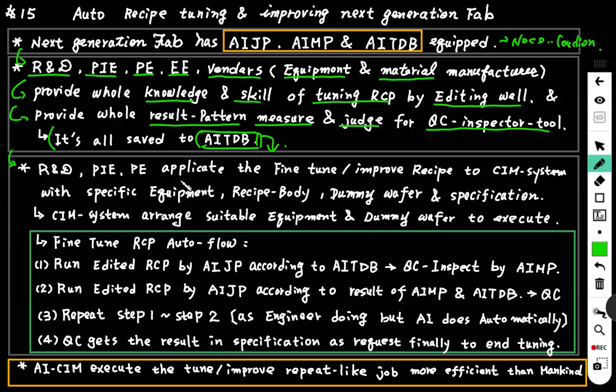R&D, PIE, PE, apply the fine-tune improve recipe request to the CIN system, with the request specific type of equipment and recipe body and dummy wafer, and request the specification for the final result.